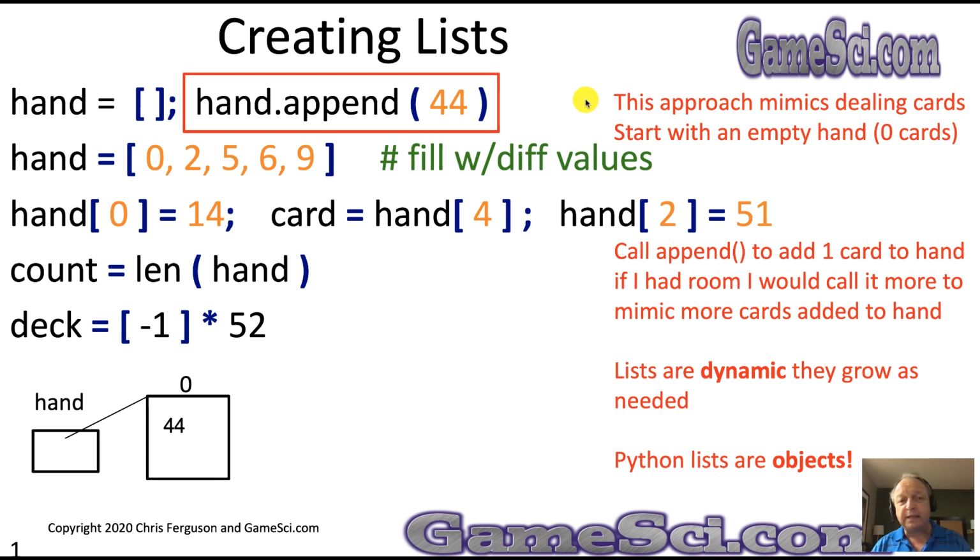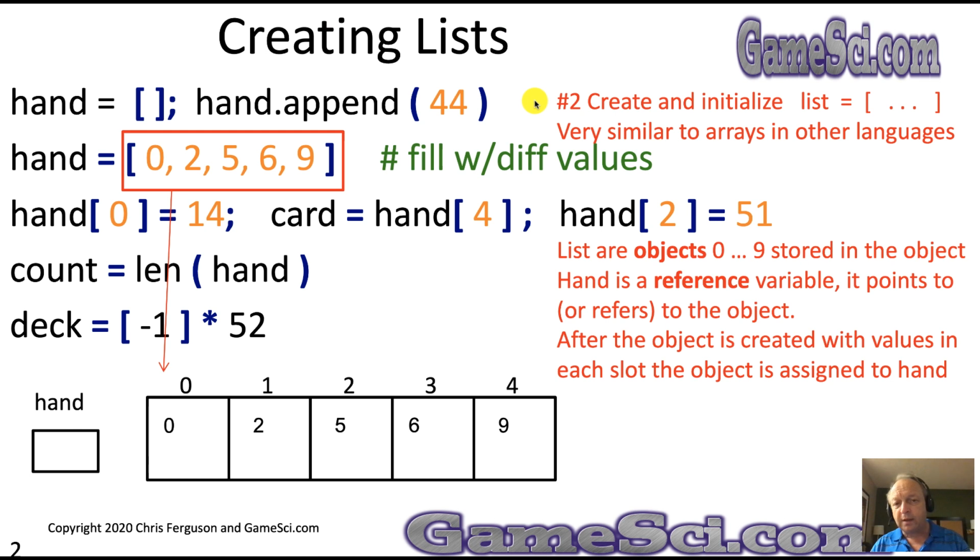This approach mimics dealing cards from a hand. Players in a card game start with an empty hand, but as a card gets dealt from the deck, it's appended or added to the player's hand. So we started with the empty hand with 0 cards in it, and we'll call append to add 1 card to the hand. If I had room, I'd call more to mimic more cards being dealt to the hand, but I don't have room on this slide for that. Lists are dynamic. They grow as needed. Python lists are objects. Notice how hand is a reference to this list object. This list object happens to contain 1 item, 44 in it.